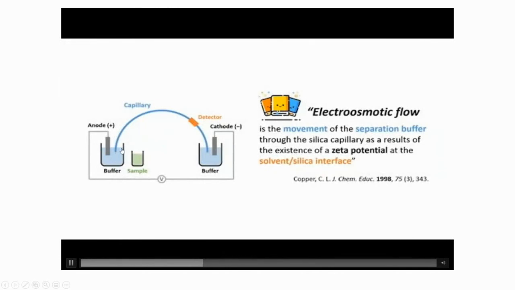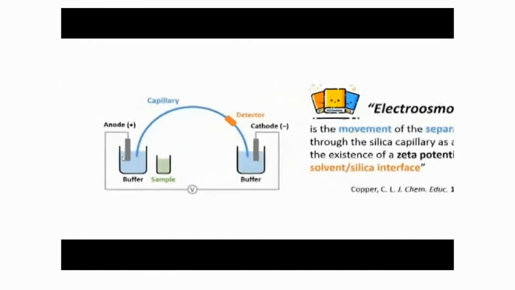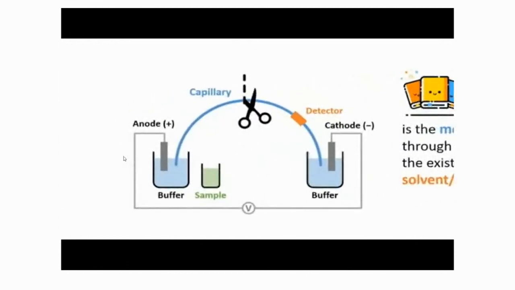By definition, electroosmotic flow is the movement of the separation buffer through the silica capillary as a result of the existence of a zeta potential at the solvent-silica interface. One of the keywords we see here is a solvent-silica interface. So to understand what exactly is electroosmotic flow, we need to take a look at what is going on at the solvent-silica interface.